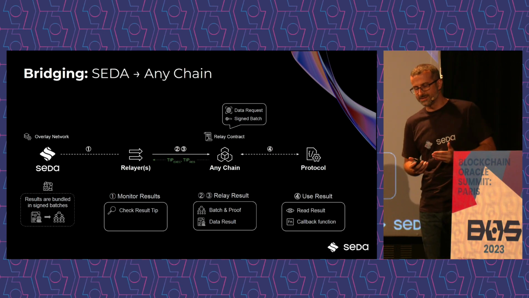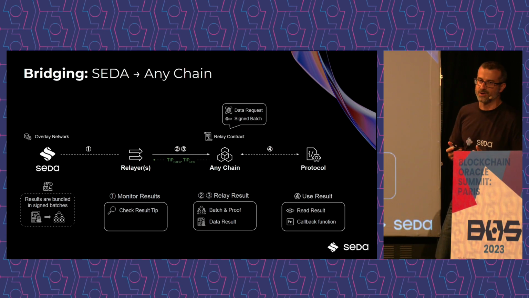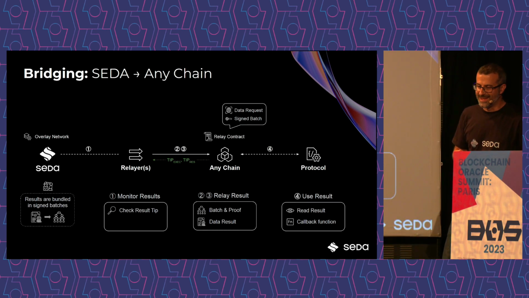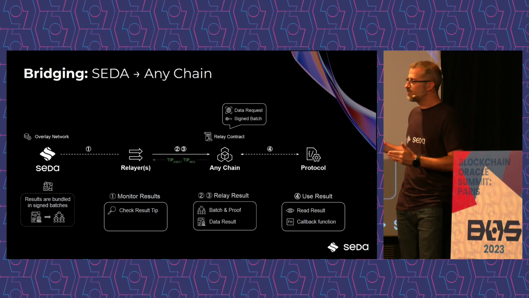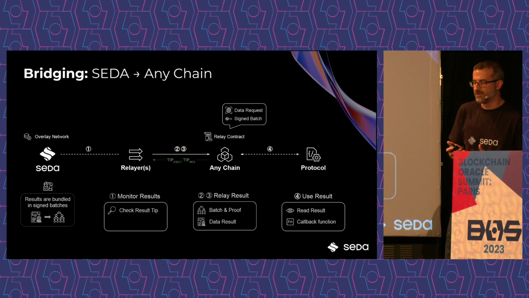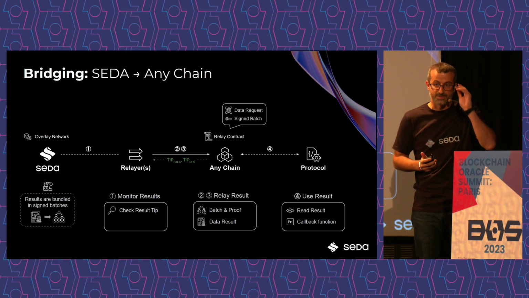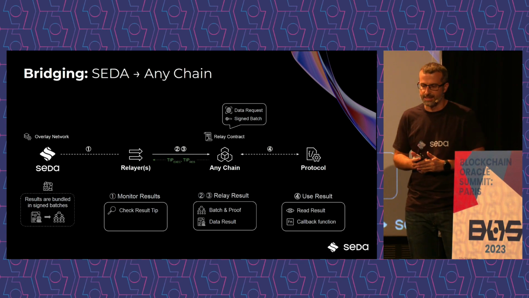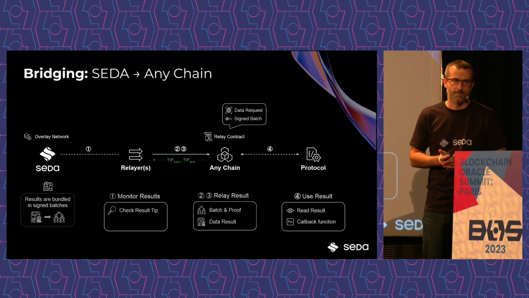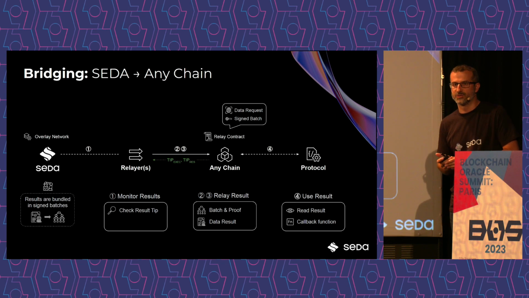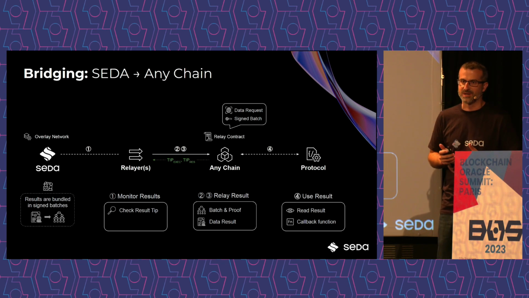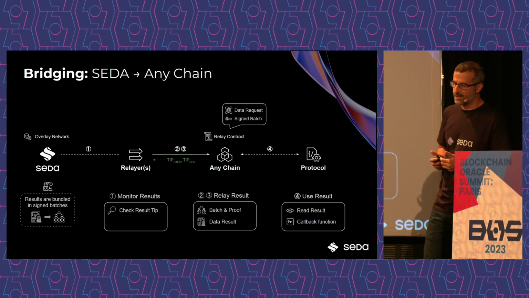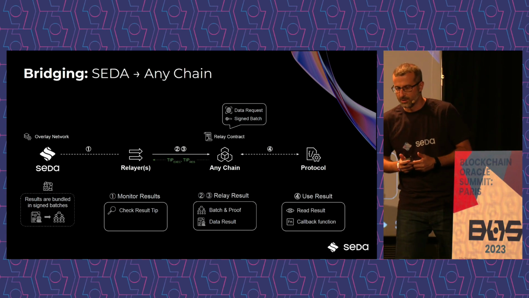In the opposite direction, we have to imagine the data request has been resolved, magic happened, SEDA protocol. And then the monitor will be doing something similar. It will monitor the SEDA chain for this result to be there, and once it's there, it will forward the data result to the relay contract. Here, the relayer is not only forwarding the data result, but also some cryptographic proof that ensures the data request has not been tampered with, and also that it comes from the SEDA chain.